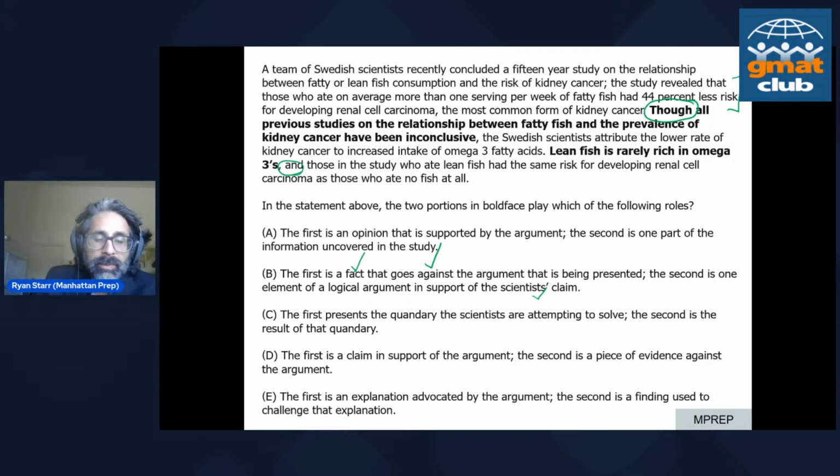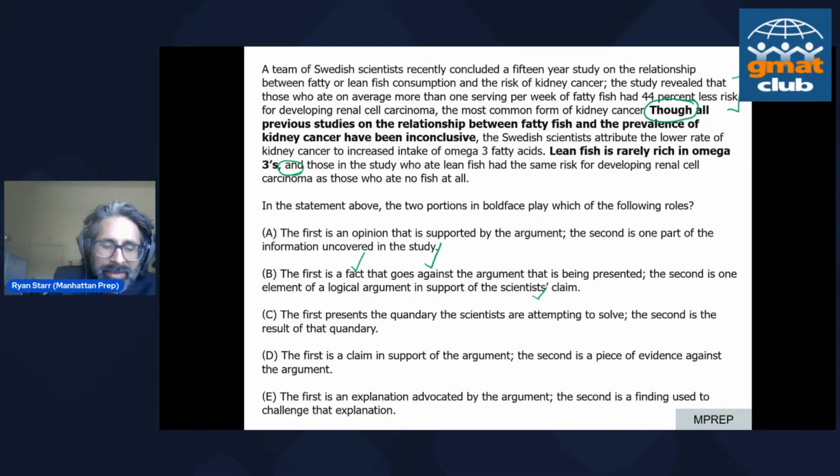We'll examine C real quick. The first presents the quandary the scientists are attempting to solve. And the second is the result of that quandary. Basically, a quandary is like a problem, a conundrum, right? A puzzle that they're trying to figure out. For C to be right, the scientists would be trying to solve why all those other studies are inconclusive, right? If the first is the quandary the scientists are trying to solve, they're not trying to solve whether kidney cancer can be prevented by eating more fatty fish. They'd have to be trying to solve what's up with all these inconclusive studies.